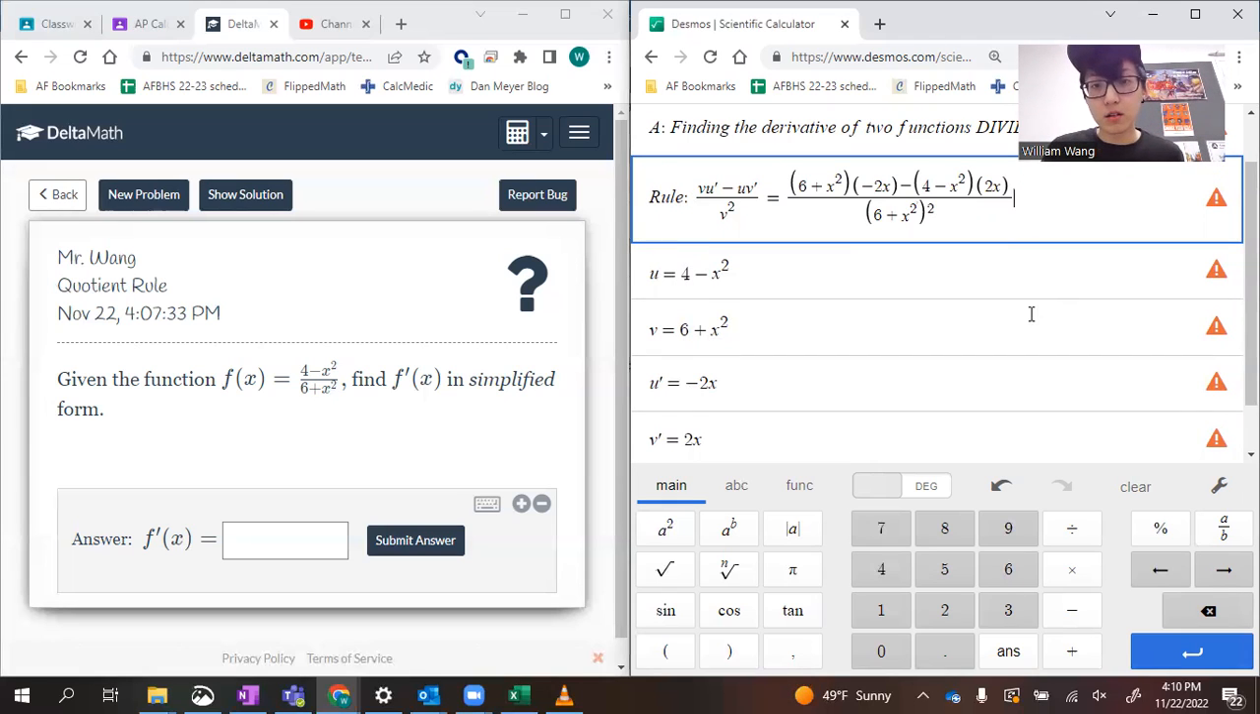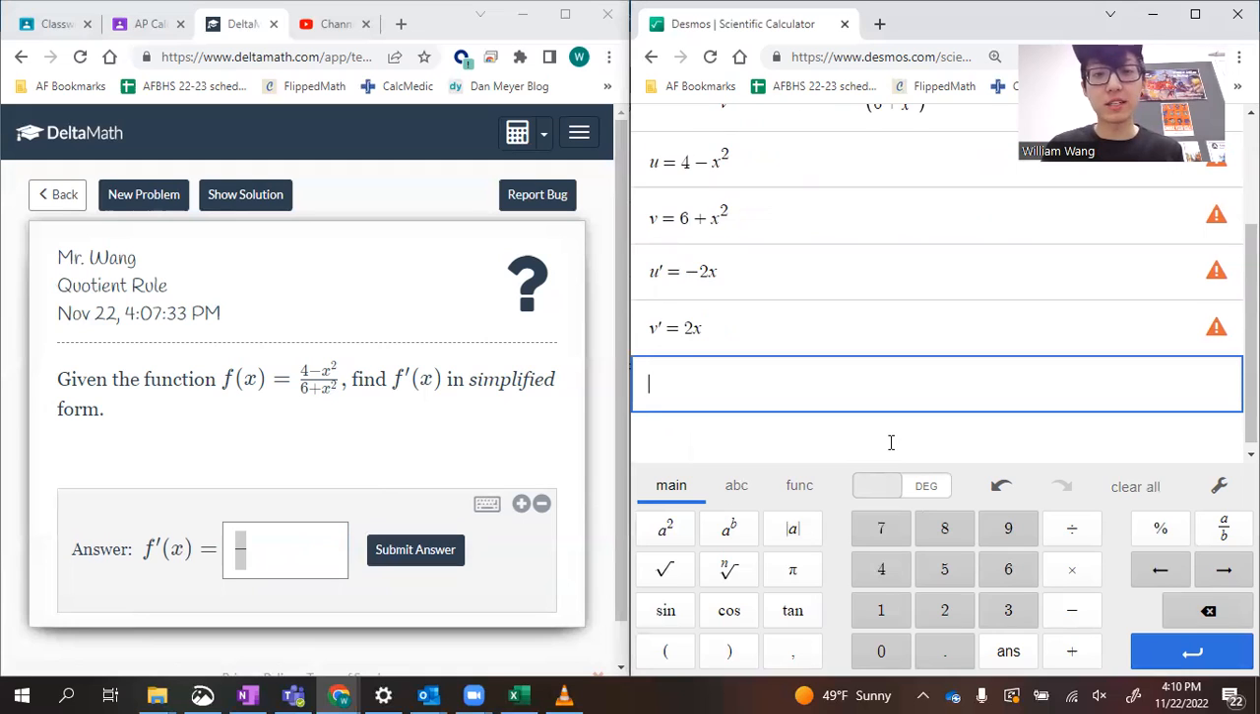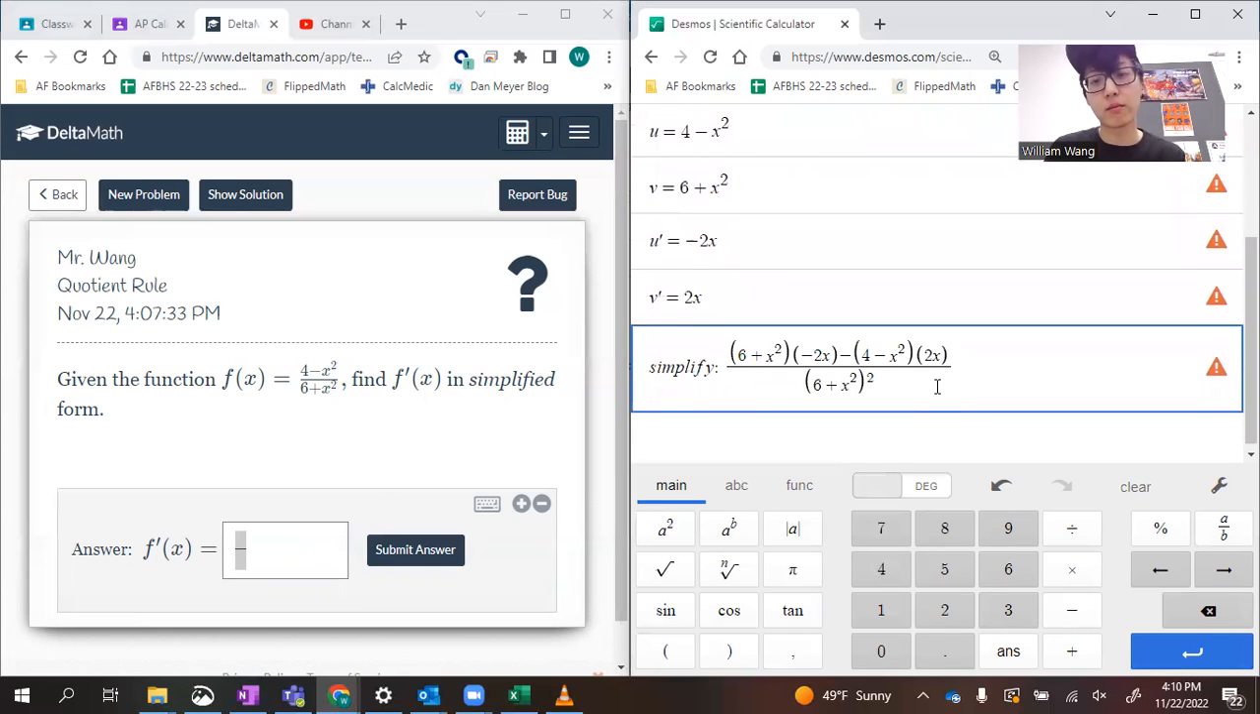If I were to put this in, it would tell me it's wrong because I need to simplify it. So the next step I'm going to write is simplify. How do I simplify this whole thing? Sort of annoying, but they asked us to do it, so we're going to do it. Well, the denominator doesn't look like it simplifies much, so I'm just going to leave the denominator. This numerator, though, I can multiply this out.